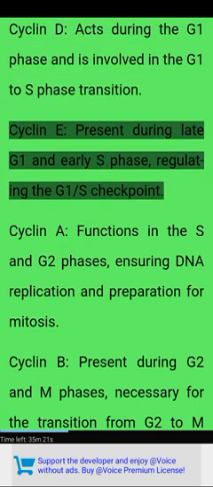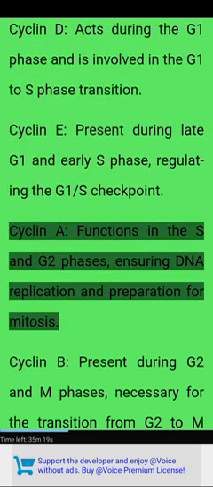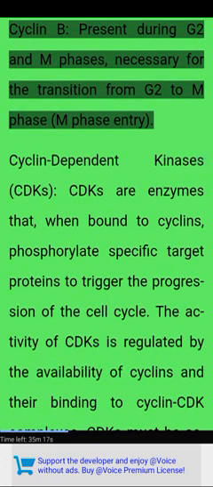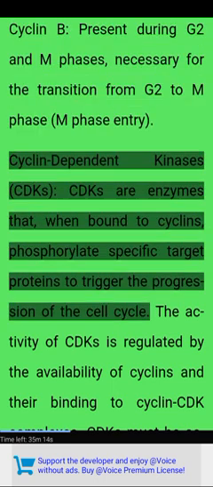Cyclin E is present during late G1 and early S phase, regulating the G1/S checkpoint. Cyclin A functions in the S and G2 phases, ensuring DNA replication and preparation for mitosis. Cyclin B is present during G2 and M phases, necessary for the transition from G2 to M phase entry.